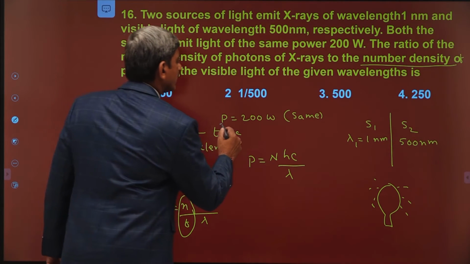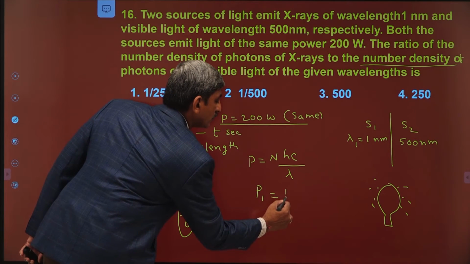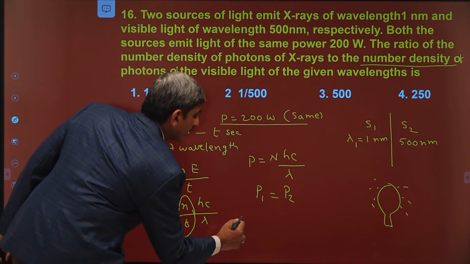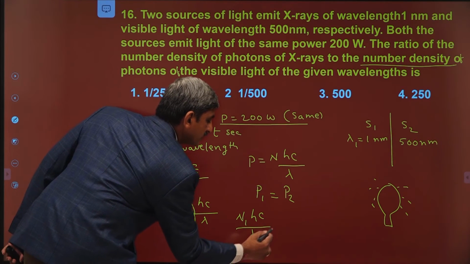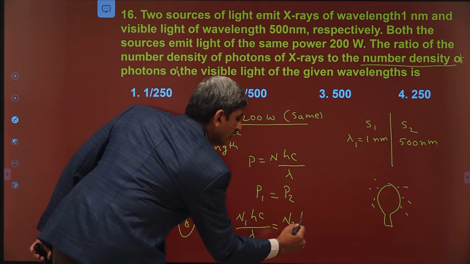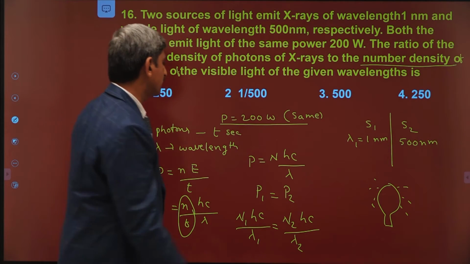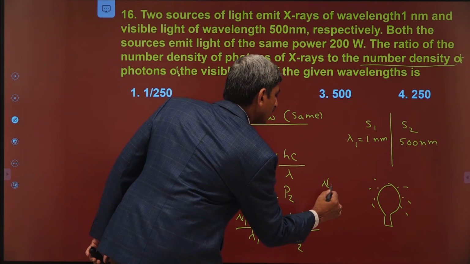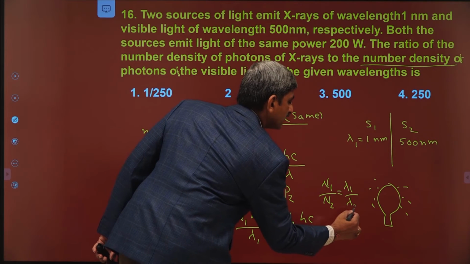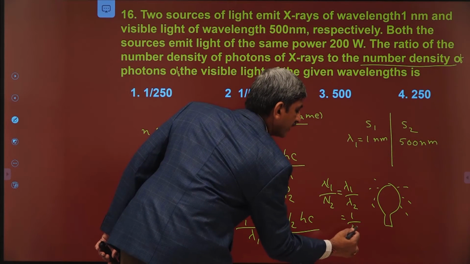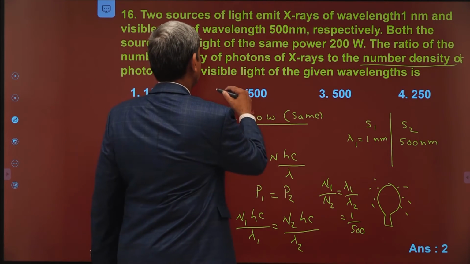In the problem it is given that the power of the two sources are the same. It means P1 is equal to P2. So by substituting the values we have N1 hc divided by lambda 1 is equal to N2 hc divided by lambda 2. hc gets cancelled and we have N1 by N2 is equal to lambda 1 by lambda 2, that is equal to 1 by 500. Okay, so the answer is 2.